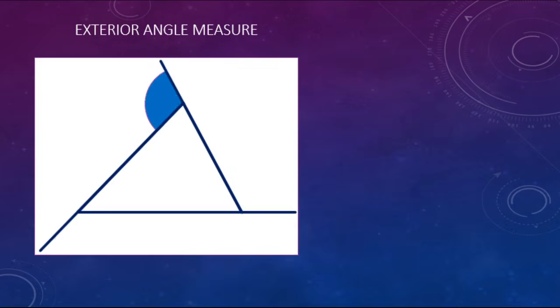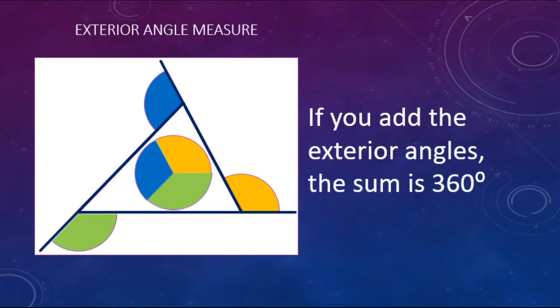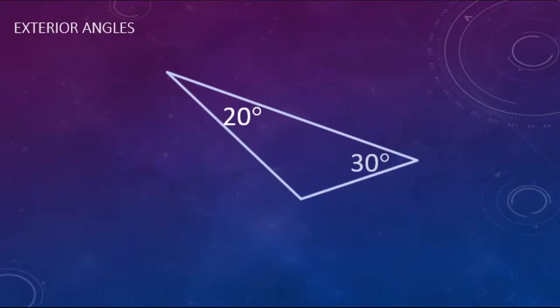So there's an exterior angle, there's another one, and there's a third exterior angle there. Now if we take these and we put them all together, we end up with a complete circle. So a complete circle is 360 degrees. So if you know all 3 exterior angles, that's going to add up to 360 degrees if you're finding their measures. That's not really where we're going today. Today we're looking at just one exterior angle.